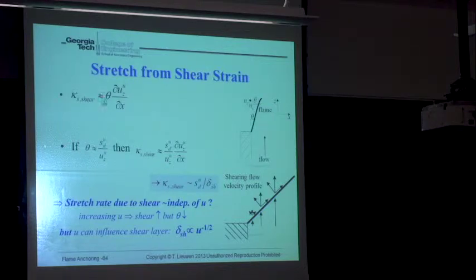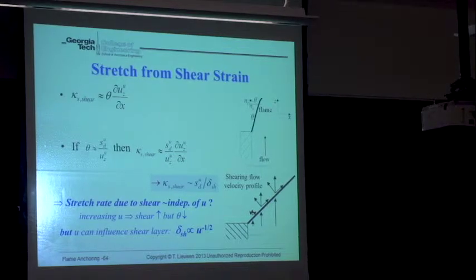So here's kappa shear, and we just said it's going to scale as theta times duz by dx. Well, how's theta going to scale? Presumably, theta is going to scale as the ratio of the flame speed divided by flow speed, right? So as the flame speed drops, theta gets smaller. As the flame speed gets bigger, theta gets bigger. So we'll use this scaling for theta. How is the velocity gradient term going to scale? Well, let's scale that as u divided by the shear layer thickness, delta shear.